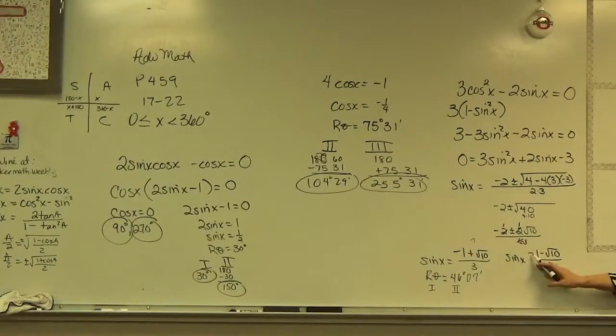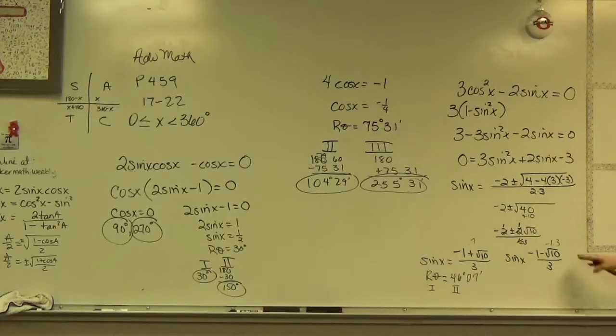Now, to put this in your calculator, you go negative 1 minus the square root of 10, hit equal, divide it by 3. Tell me what number you get. Negative 1.3. Already know your answer's going to be no solution. The reason is sine is only between, remember when we graphed it, 1 and negative 1. So anytime you get a number greater than 1 or less than negative 1, it's going to be no solution. So we just write no solution.